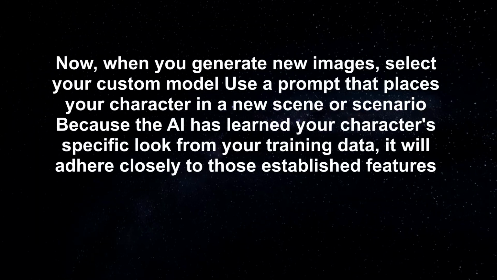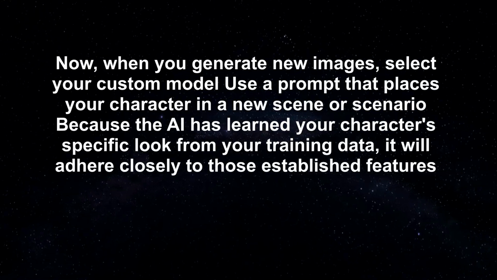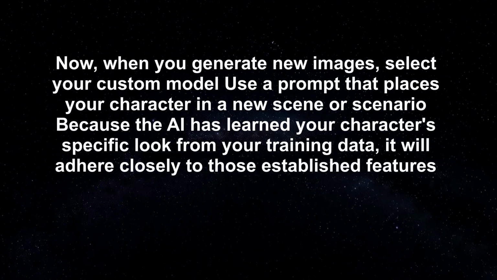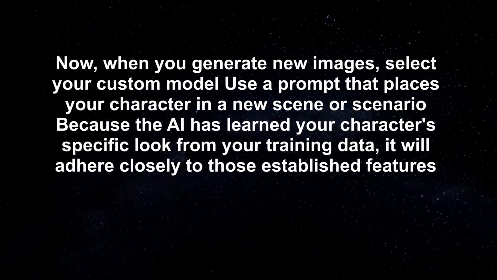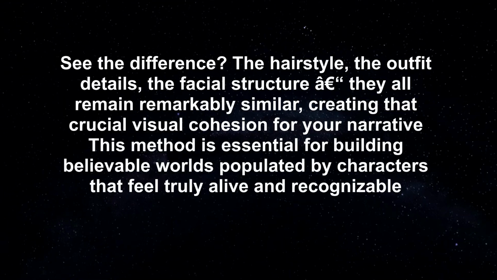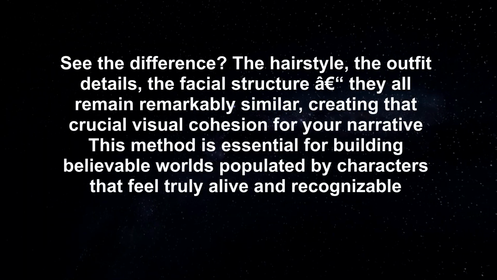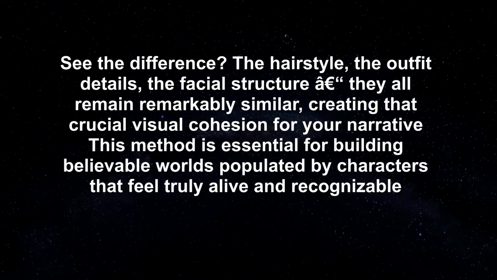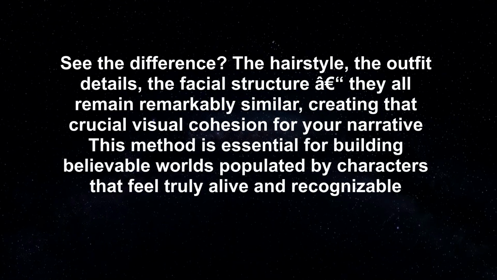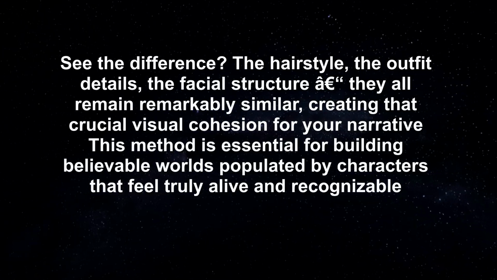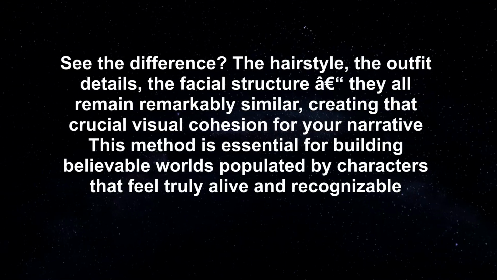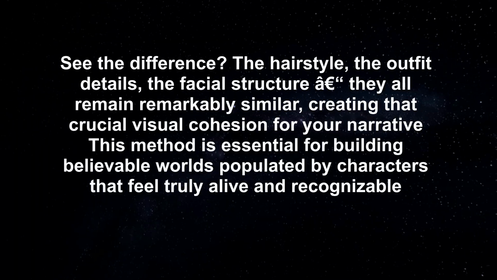Now, when you generate new images, select your custom model, and use a prompt that places your character in a new scene or scenario. Because the AI has learned your character's specific look from your training data, it will adhere closely to those established features. See the difference? The hairstyle, the outfit details, the facial structure, they all remain remarkably similar, creating that crucial visual cohesion for your narrative. This method is essential for building believable worlds populated by characters that feel truly alive and recognizable.